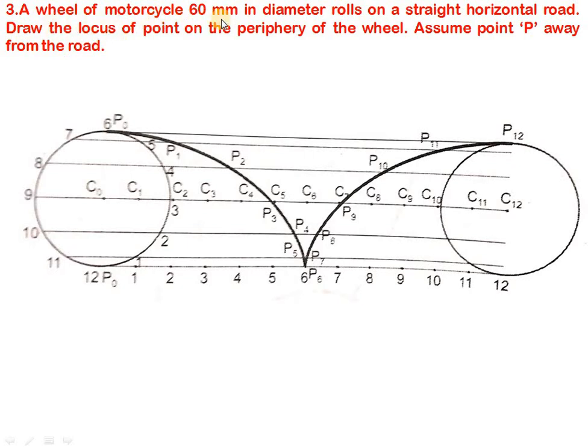A wheel of a motorcycle, 60 mm in diameter, 30 mm radius, rolls on a straight horizontal road. Draw the locus of a point on the periphery of the wheel. Assume point P away from the road. So P is given here. We already saw this problem in the classroom.